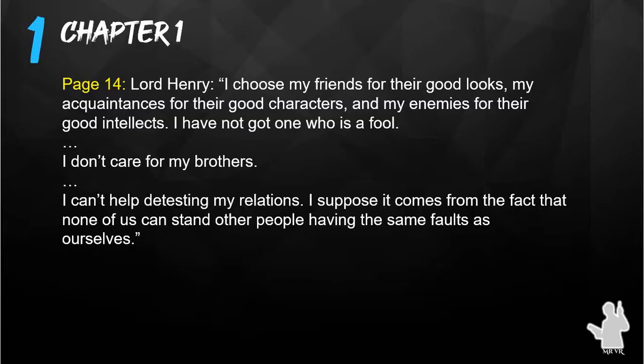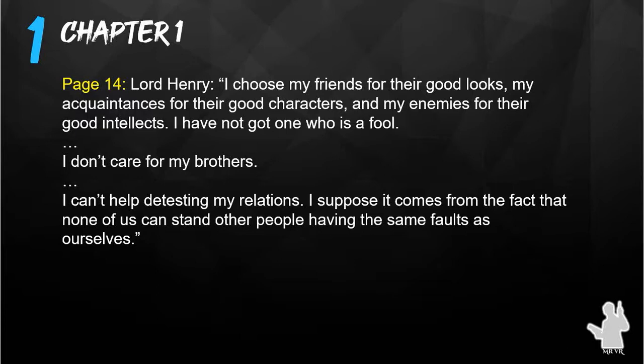Okay, you do that so it makes you look better, so that you're surrounded by good-looking people that recognize you and accept you, so you look good. But really, should your friends be friends just because they're good looking? That doesn't say anything about their character. But clearly to Lord Henry that doesn't matter. His acquaintances for their good characters. Okay, so he wants to surround himself with people who are good people, who have good personas and characters, but he's not exactly going to go out to dinner with them.